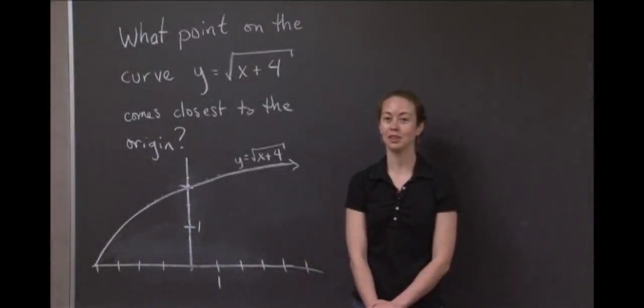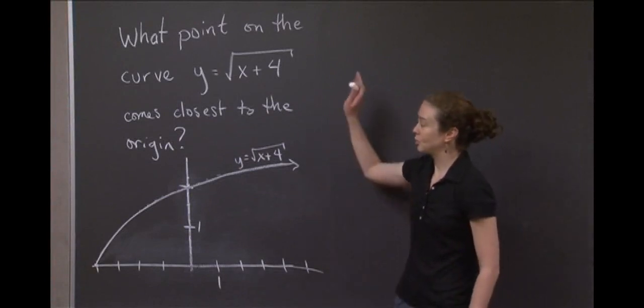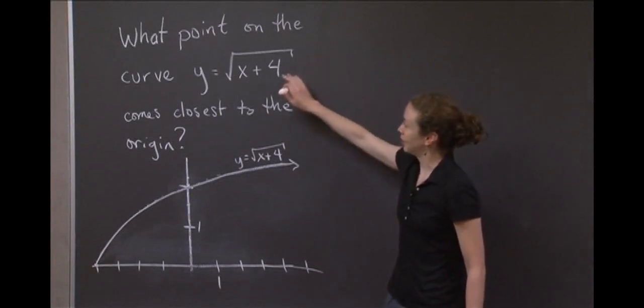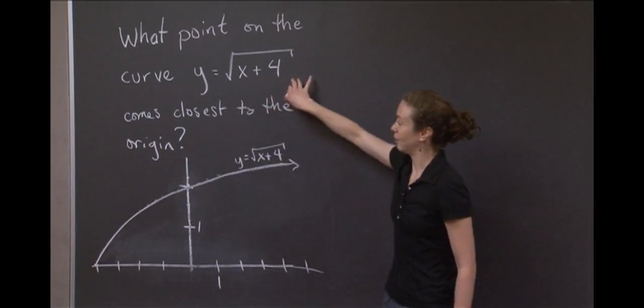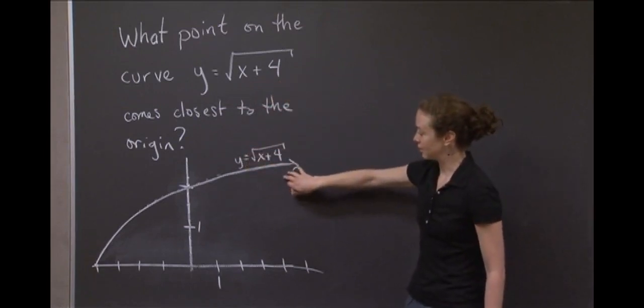Welcome back to recitation. Today we're going to work on an optimization problem. So the question I want us to answer is: what point on the curve y equals the square root of x plus 4 comes closest to the origin? I've drawn a sketch of this curve.